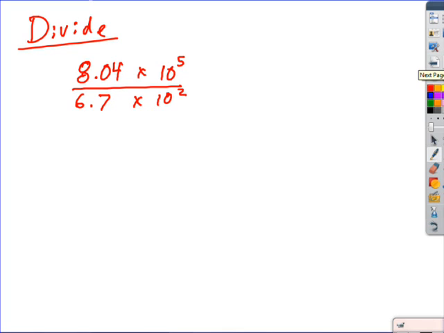Okay, the division is going to work the same way. We're going to first tackle just the numbers. So in your mind, forget about the fact that these are written in scientific notation. Just worry about the 8.04 divided by 6.7. Then you'll come back and we'll worry about common bases being divided with powers on them.